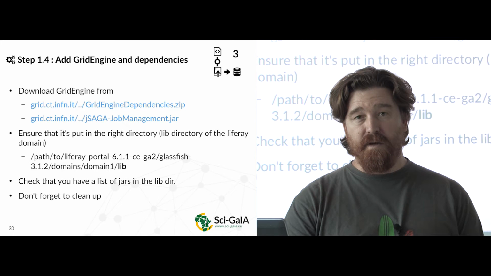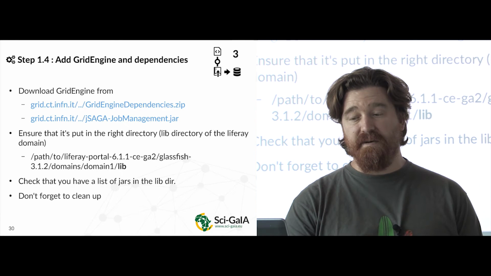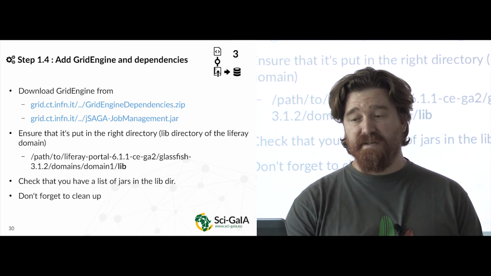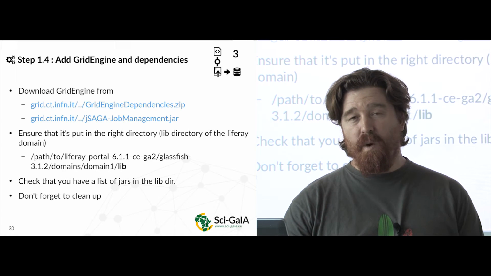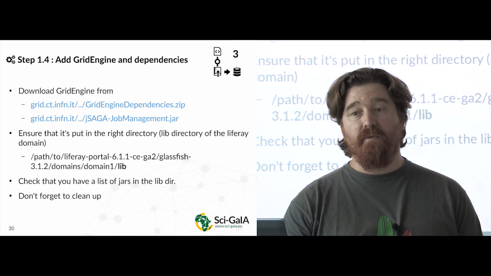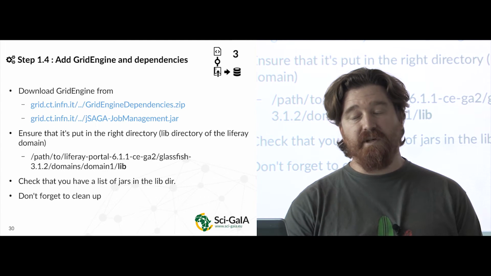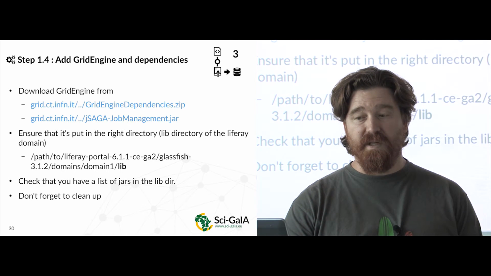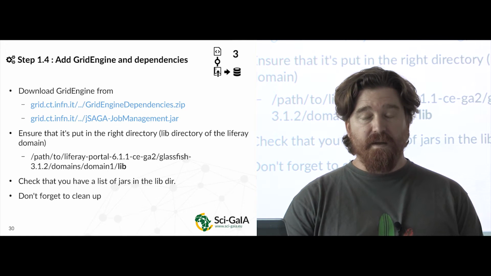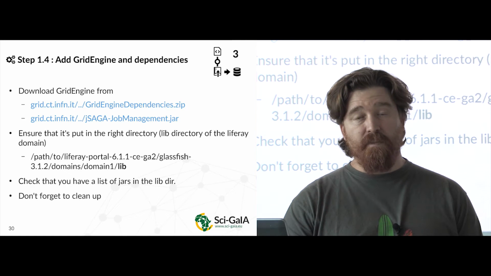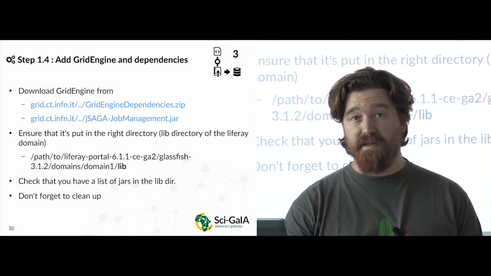Ensure that they're in the proper path. What we've got here is a symbolic reference, path to Liferay portal. Wherever you've downloaded the Liferay portal, relative to that, there is a subdirectory called domains/domain1, and then a subdirectory called lib. The dependencies have to be put into that subdirectory in your Dockerfile. Once you've done that, one of the tests that you implement can, for example, check that the number of jars in there is correct and that certain jar files are actually present.